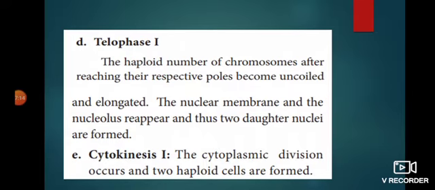The last stage is cytokinesis 1. The cytoplasmic division occurs and two haploid cells are formed. Two cells are formed finally during first meiosis, that too with haploid number of chromosomes.